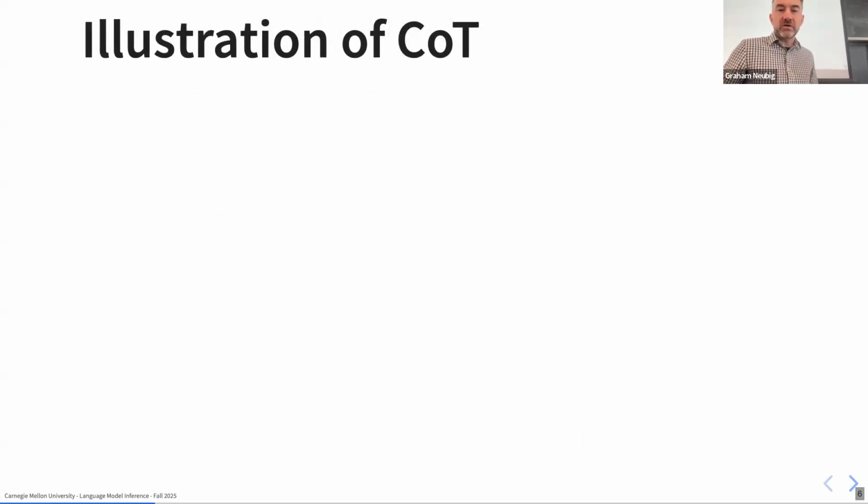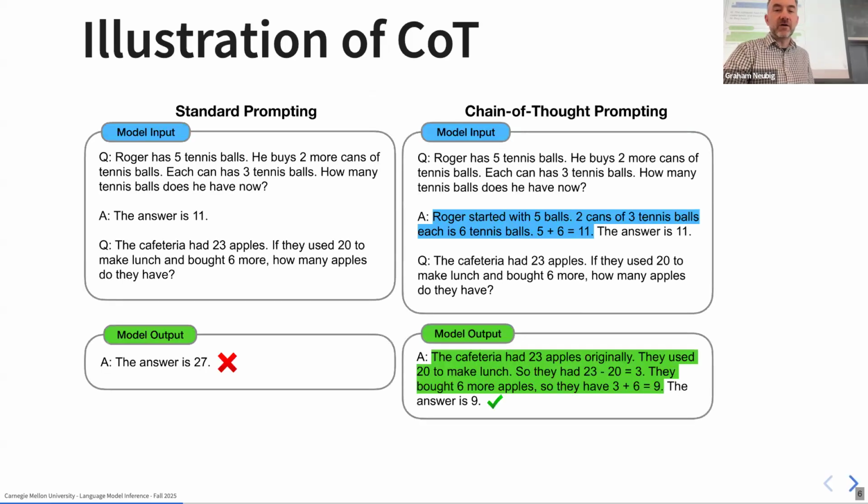So here's an illustration of a chain of thought, specifically from the Wei et al. paper. And if we look at standard prompting, this is standard few-shot prompting. So basically we're providing a few examples. So we have Q is the question, A the answer is whatever, Q the question, A the answer is whatever. And so chain of thought prompting is Q, and then you also have an explanation for how you got the result. And then the idea would be that because the model has seen this before, the model is able to generate the output like this.